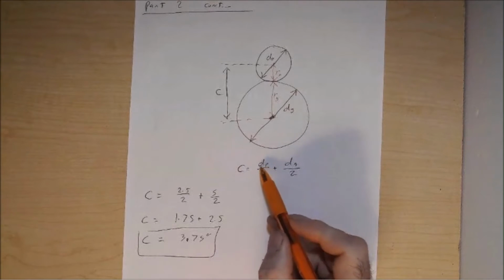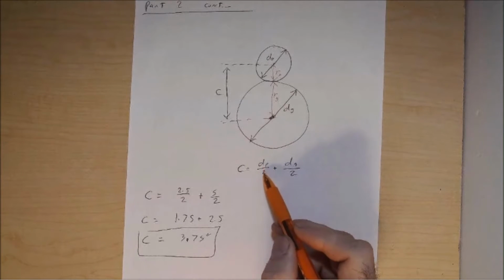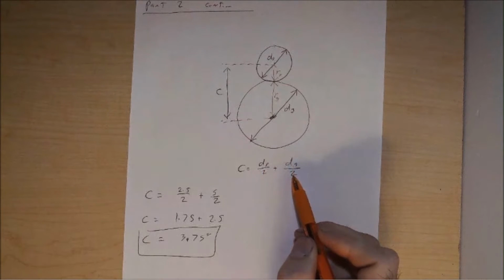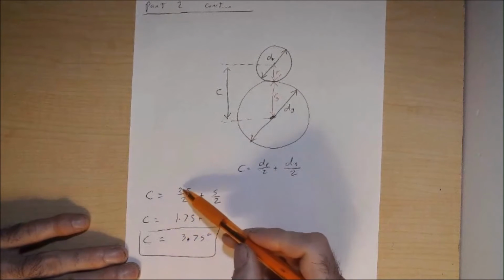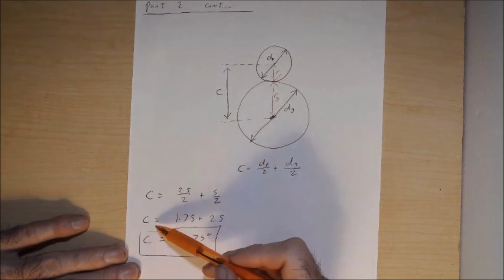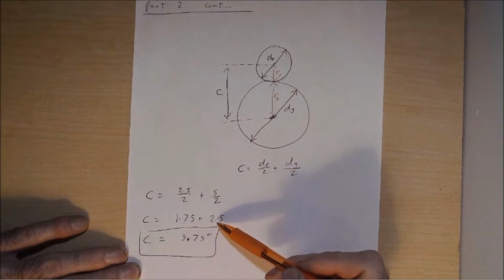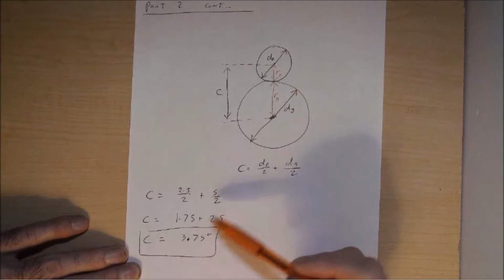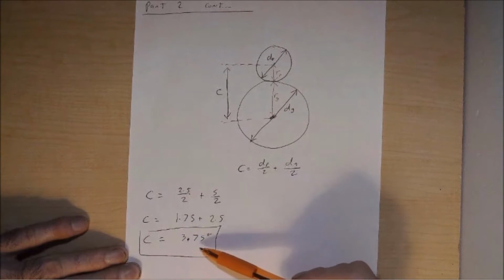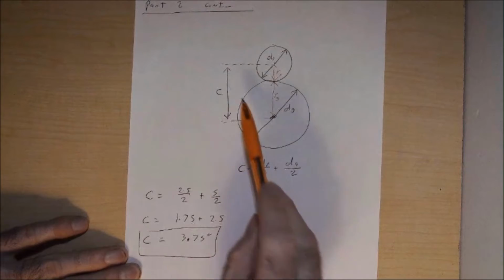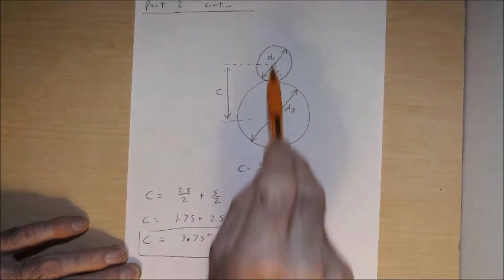So this would be radius sub P, radius sub G there. So C is equal to half the diameter of the pinion plus half the diameter of the gear. Put those in. C is equal to 2.5 over 2 plus 5 over 2. Or for the radii here, C is equal to 1.25 plus 2.5, which gives us a theoretical distance of C equal to 3.75 inches. So there's our C value there for our theoretical distance between those two.